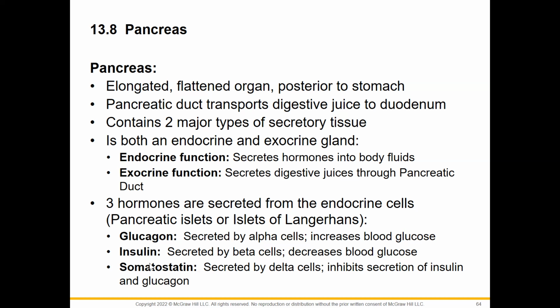Somatostatin. Remember your word parts. Make sure you look up somato and statin so you can understand a little bit more what this is doing. But somatostatin is secreted by the delta cells of the pancreas. What this does is it inhibits secretion of both insulin and glucagon. So those are the three endocrine hormones that your pancreas produces.